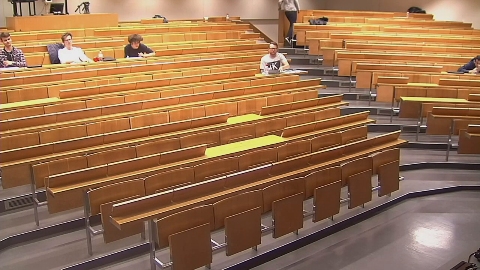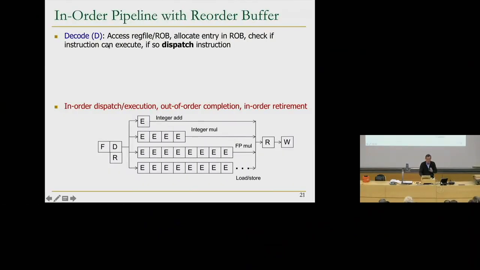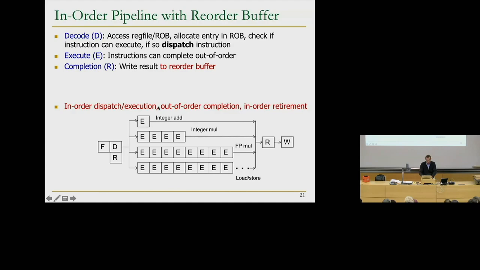So in the decode stage, you access the register file and the reorder buffer, you allocate an entry in the reorder buffer in order, and check if the instruction can execute, that it doesn't have a true dependency. If it doesn't have a true dependency to any of the values over here that are inside, you can dispatch the instruction. And you know how to do that with scoreboarding, for example. In the execute stage, instructions can complete out of order because of multiple cycle execution and different functional units. And when an instruction completes, it writes its result into the reorder buffer.